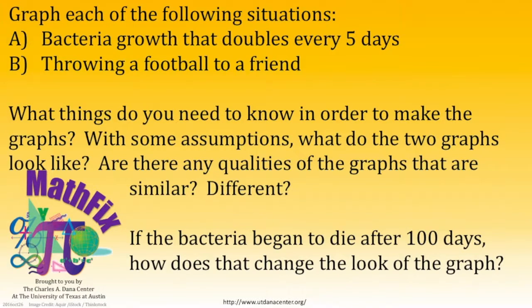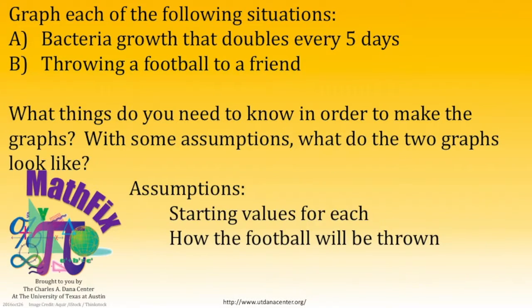This math fix asks students to graph each of the following situations: a bacteria growing that doubles every 5 days, and throwing a football to a friend. Then thinking about what things do we need to know in order to make the graphs and what assumptions will we need to make for them to look like. Are there any qualities of the graphs that are similar or different? And then finally, an extension is if the bacteria begin to die after 100 days, how does that change the look of the graph? Well, let's think about that first piece, the assumptions.